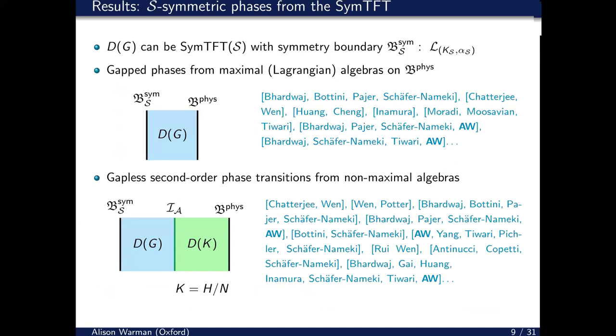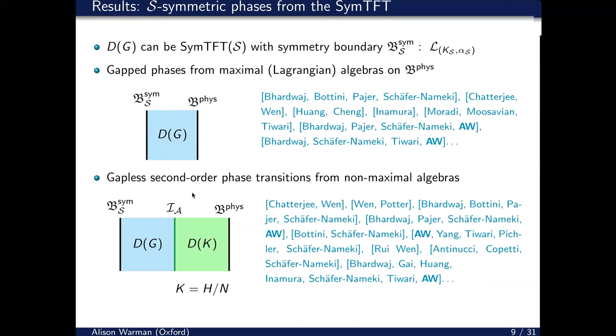Now, these are some of the many papers which have worked on the SymTFT for gapped phases and for gapless phases. So the bulk is topological, and so is the symmetry boundary. If the physical boundary is also topological, then after compactifying the SymTFT interval, we will obtain a gapped phase whose ground state degeneracy, for example, is given by the number of anyons that can end on both the symmetry boundary and the physical boundary.